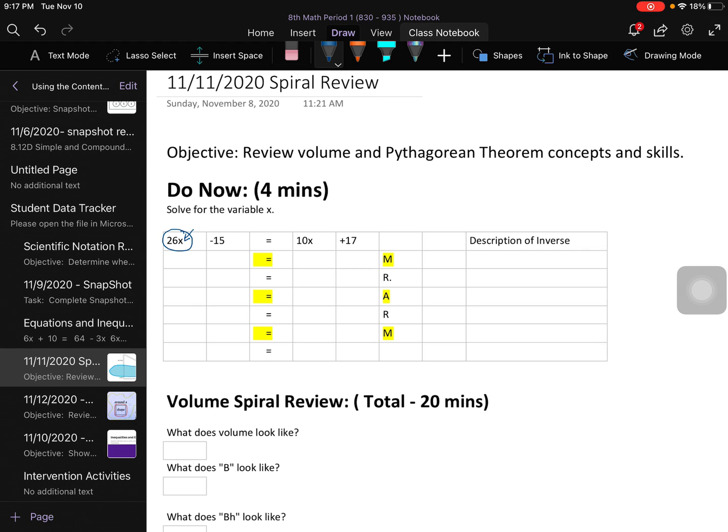What does that look like? That looks like 26 times someone wrote the letter x. And then you have a number term, which is a negative 15 right here. How do I know that's a number term? It's only a number with no variable.